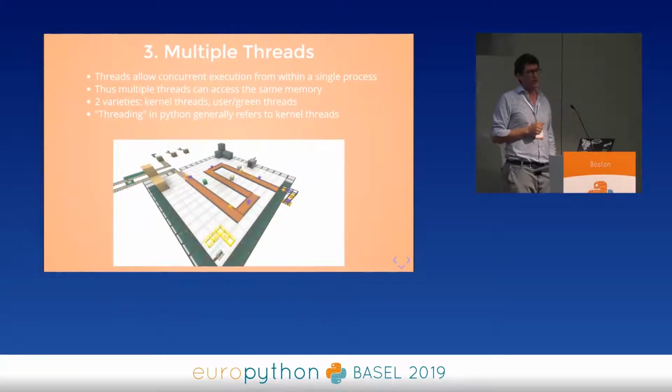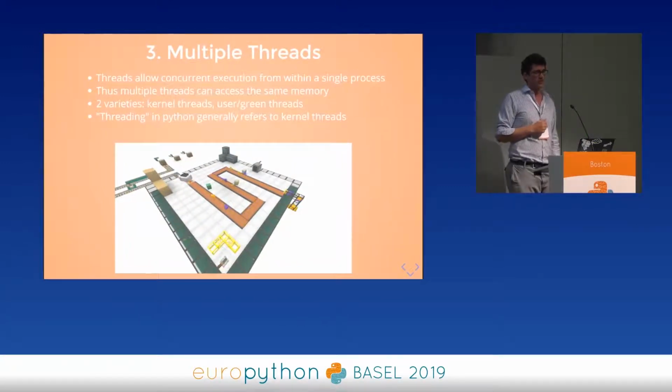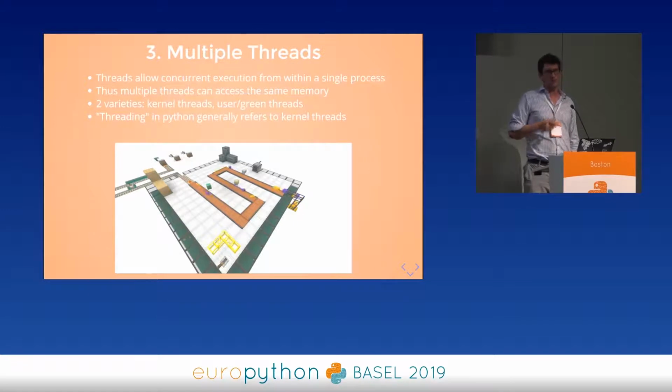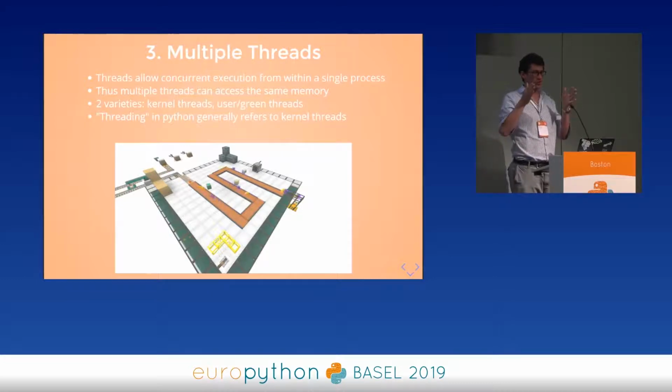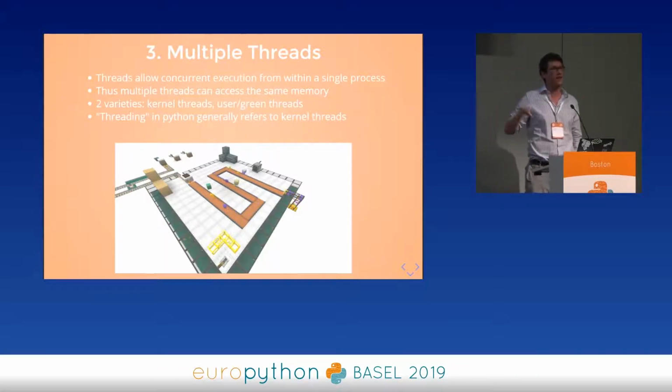So next we go down to multiple threads. Threads are a way of achieving concurrency from within one process. They come in kind of 2 variants, kernel threads and user threads or green threads. When we talk about threading in Python, we're talking about kernel threads. So it's important to remember that kernel threads are the only way from within a process to run a task on 2 different CPUs at the same time. We can do lots of things that look like parallel, but unless we have kernel threads, we can't be running things on 2 different CPUs at the same time.